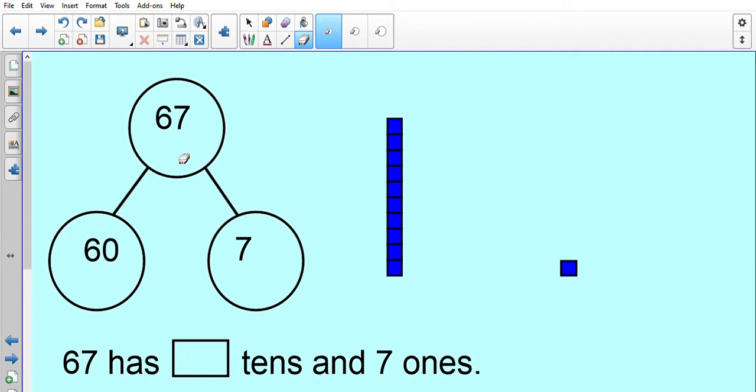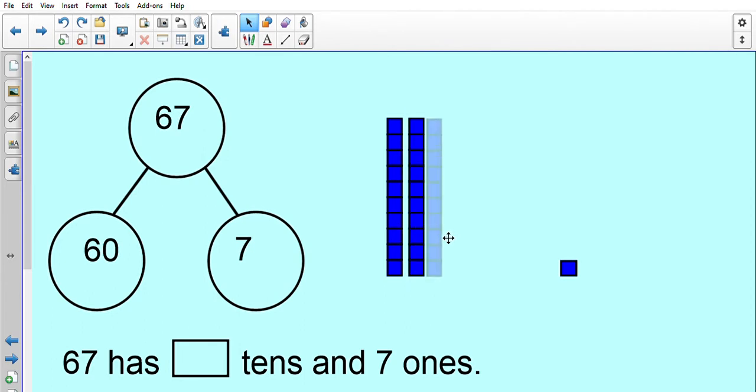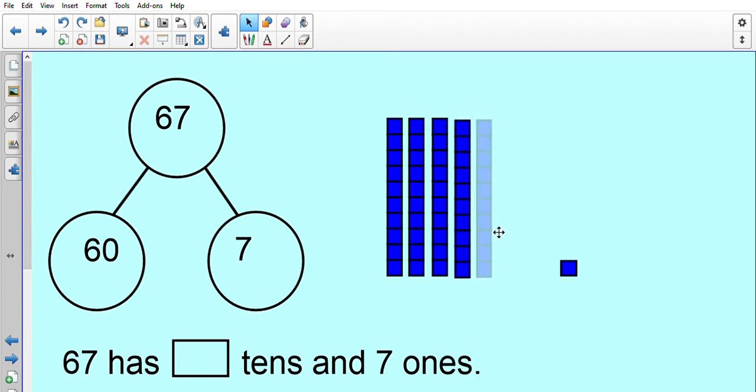Fantastic. Let's see if we can make 67 using our base 10. So we've got 1 ten here, 2 tens. So we've got 10, 20, 30, 40, 50, 60. Let's check to make sure we've got 60. 10, 20, 30, 40, 50, 60.